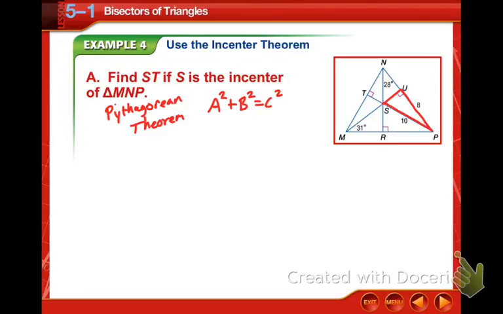So a and b can be either leg of the triangle. So 8 can be our a. b can be SU. And c would be the 10. 8 squared is 64. We're going to leave SU as SU. 10 squared is 100. And we subtract 64.